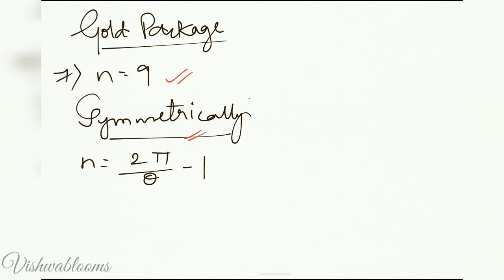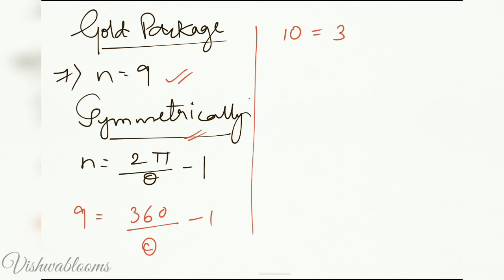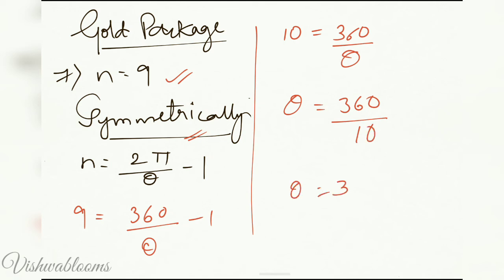So using this formula, let's do it. N is 9, so 9 is equal to 2 pi, 2 into 180 is 360, by theta minus 1. Now minus 1 I am going to send to the LHS. So 9 plus 1, 10, is equal to 360 by theta. Now theta is equal to 360 by 10. Theta is equal to 36 degrees, and that is option B. So that's the gold package.